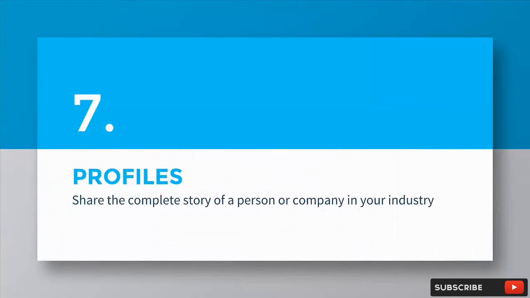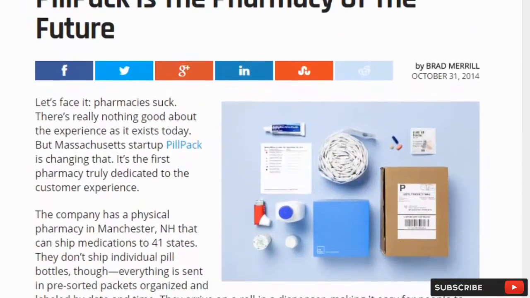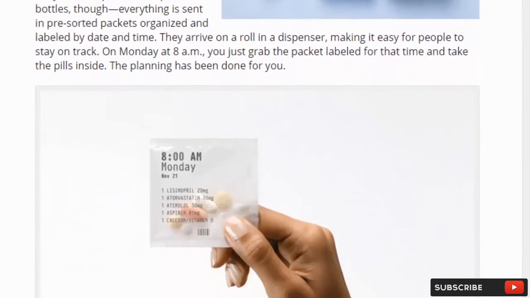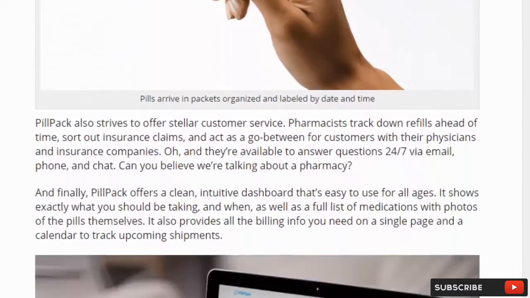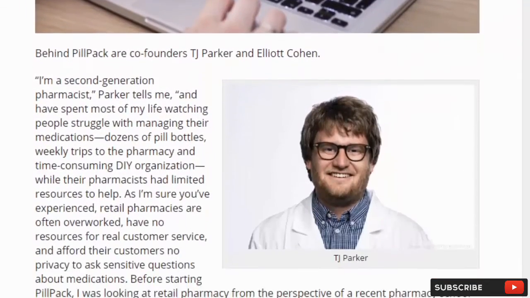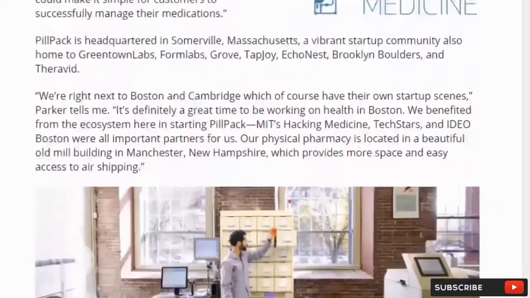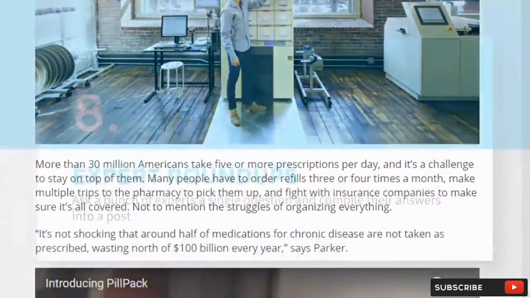Profiles are another way to share the stories of people in your industry. When you profile someone, you'll want to write about who they are, what they do, what experiences they've had, and how they got to where they are today. A good profile usually begins with an interview, but you'll want to scour the web for any additional information that may be relevant. After interviewing and profiling hundreds of entrepreneurs, this is one of my favorite content formats.